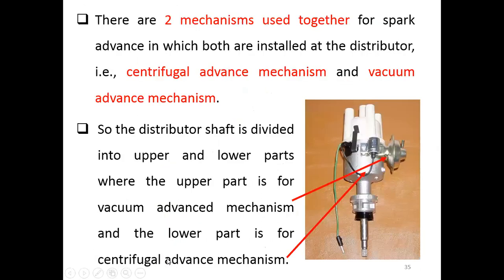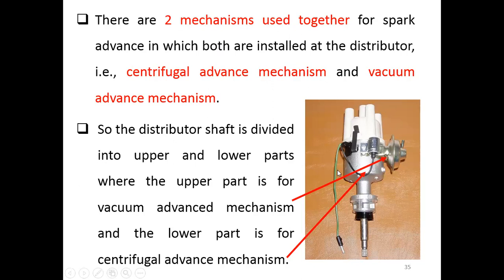Okay, so what are the mechanisms that we use to do the advanced ignition? There are two mechanisms that have to work together, right? The reason we need two mechanisms instead of one is because we have two parameters that are involved with the advanced ignition timing. The first one is the engine speed, and the second one is the engine load. So that's the reason why we need two mechanisms, and they have to work together for the spark advance. Both of them are installed at the distributor.